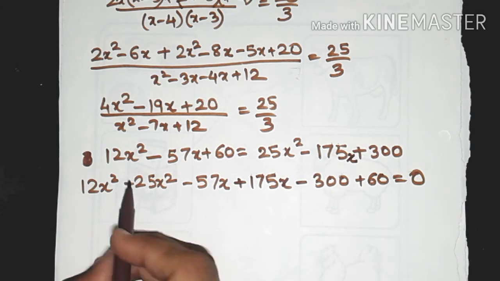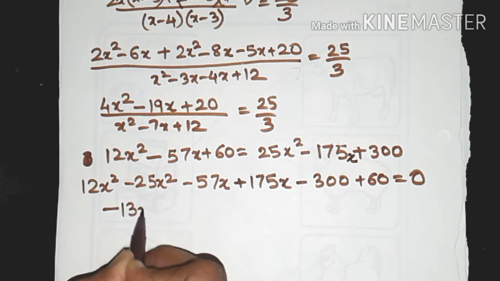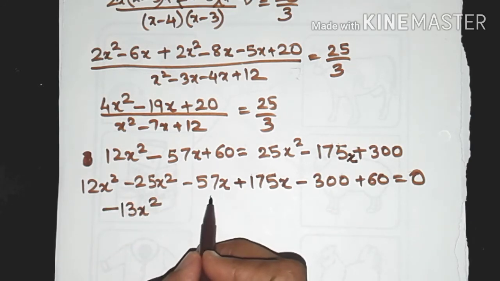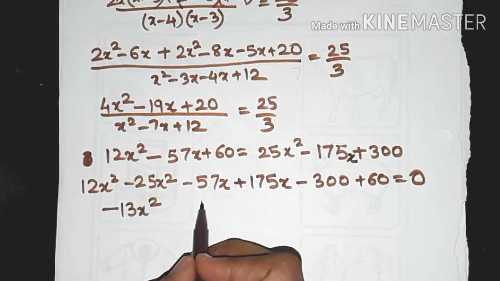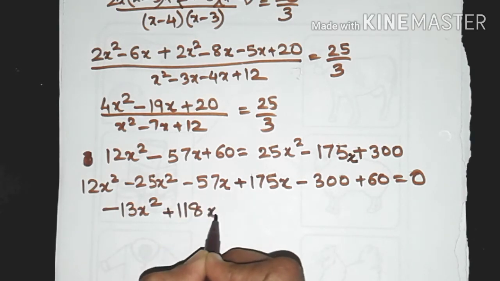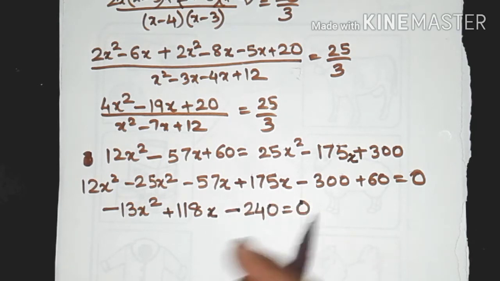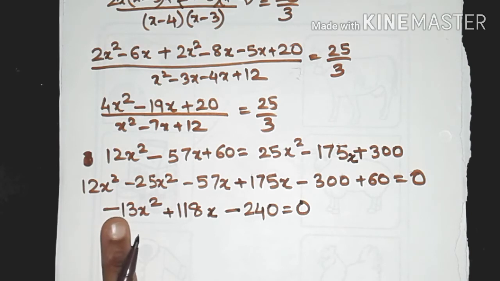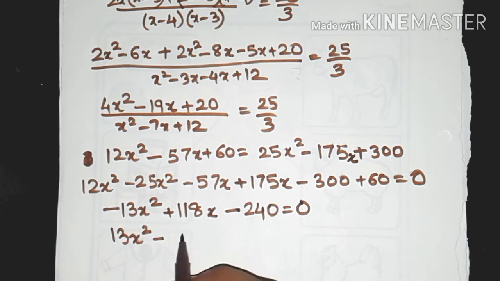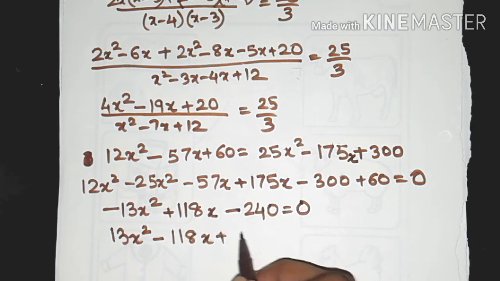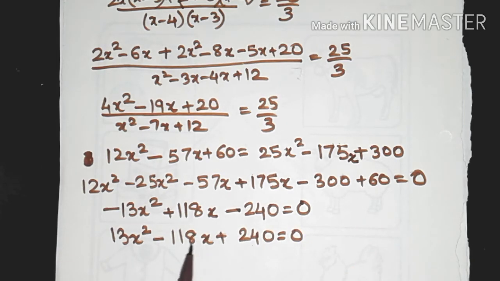So now 12x square minus 25, so we can reduce it this way. 175 and 57, that will give me 118x minus, this will be 240 equal to 0. So let us make this term as plus. So we'll get 13x square. So when this becomes plus, this will become minus, plus 240. So this is the quadratic equation. Now we cannot further reduce this quadratic equation. We cannot cancel any common terms.